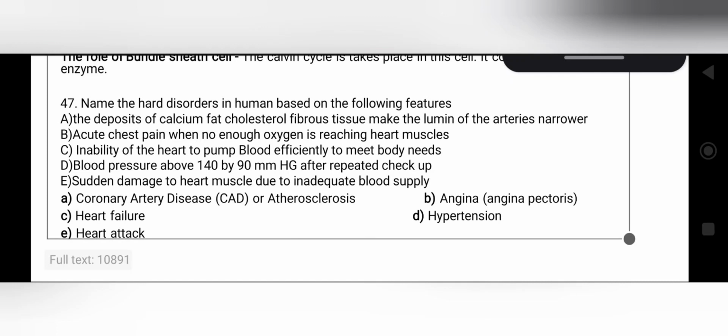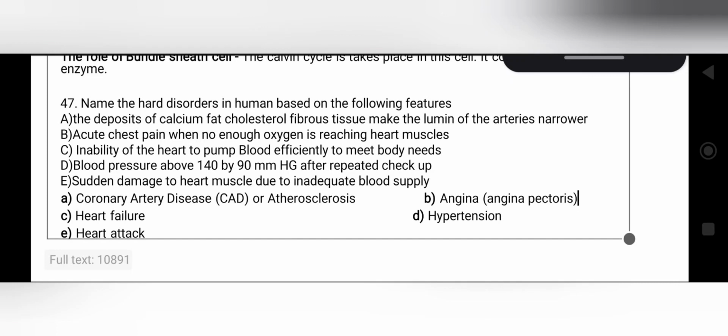Name the heart disorders in human based on the following features. A. The deposits of calcium, fat, cholesterol, fibrous tissue make the lumen of the arteries narrower. Coronary artery disease, CAD or atherosclerosis. B. Acute chest pain when not enough oxygen is reaching the heart muscle. Angina pectoris.